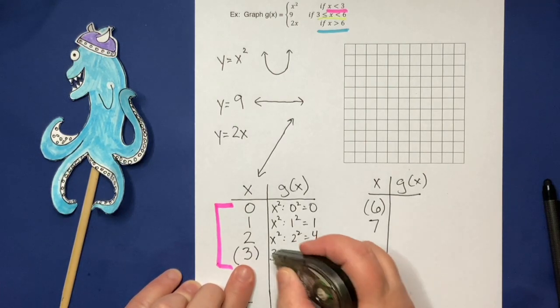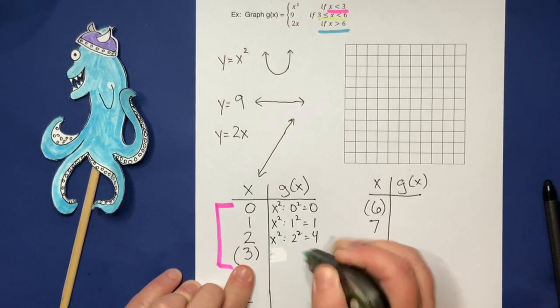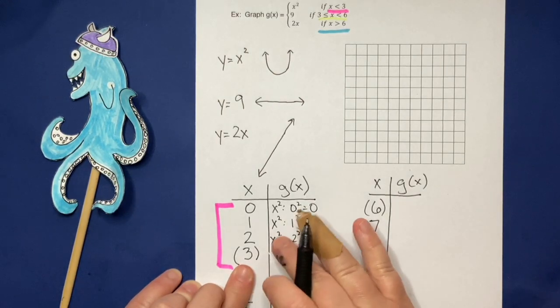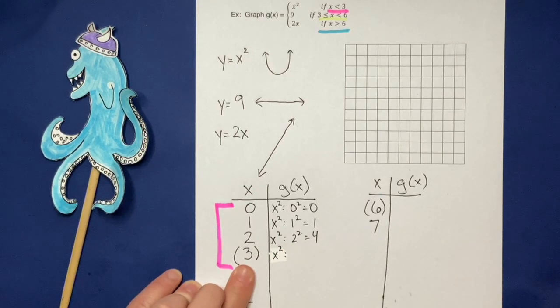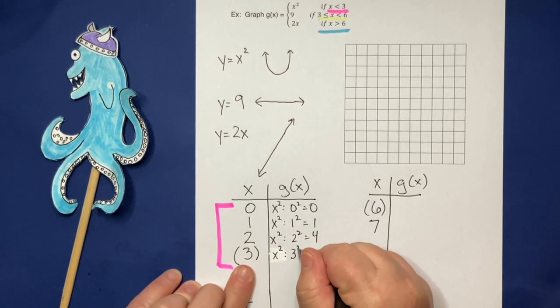I should follow, be consistent. I jumped the gun, I got so excited. And then again, I'm breaking the rule a little bit. I'm just saying, what if 3 were included? That would be 3 squared, which is 9.